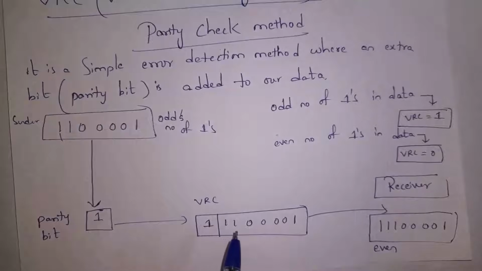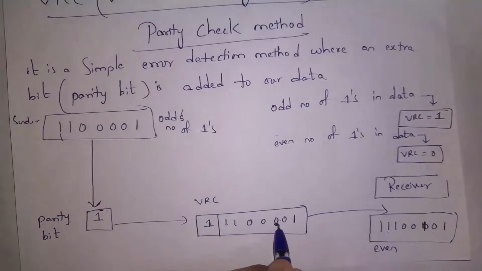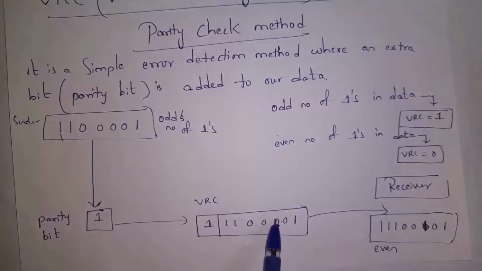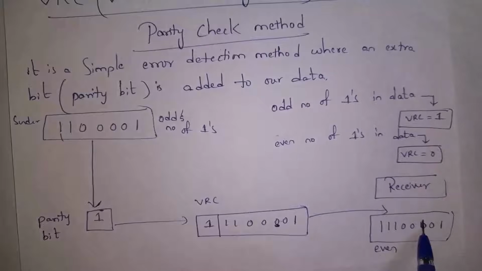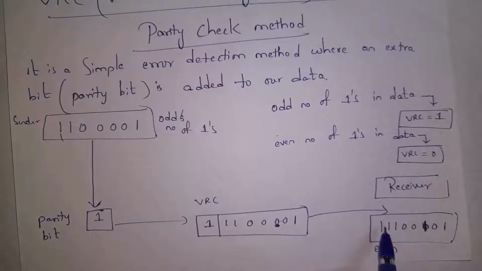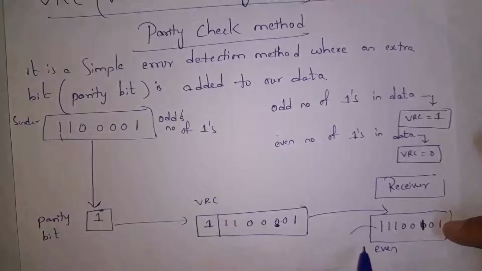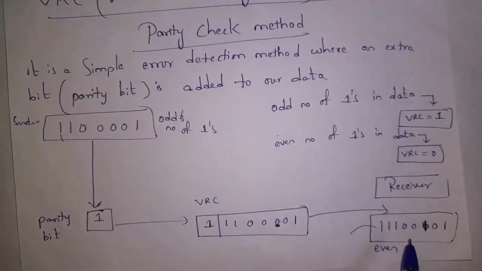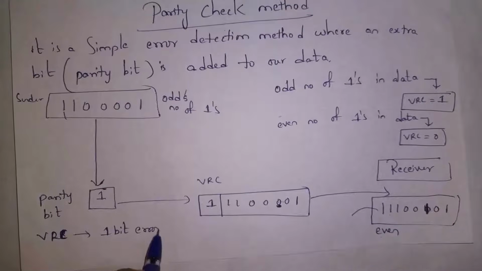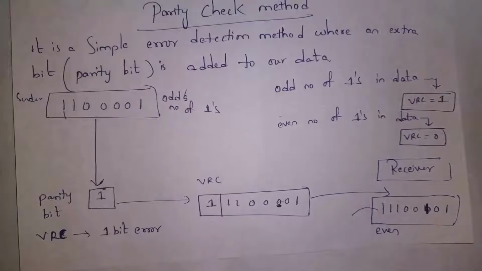Just for example, the actual data is 11000001. But due to some disturbance and noise, in place of 0, the receiver receives 1, which is wrong data. Now the receiver will count ones. In total there are 1, 2, 3, 4, 5, so 5 ones. As the sender's data contains an odd number of ones, and the receiver's data also contains an odd number of ones, the receiver will know that the data is wrong. So VRC can detect a single bit error. Guys, the VRC method can detect only a single bit error.